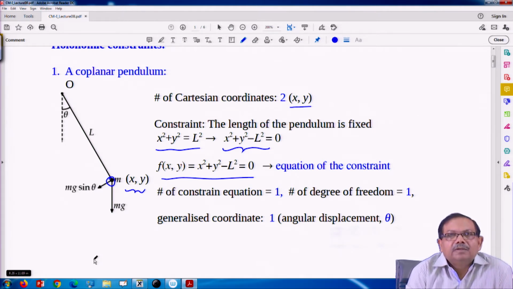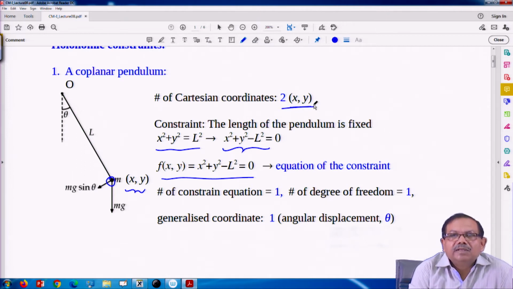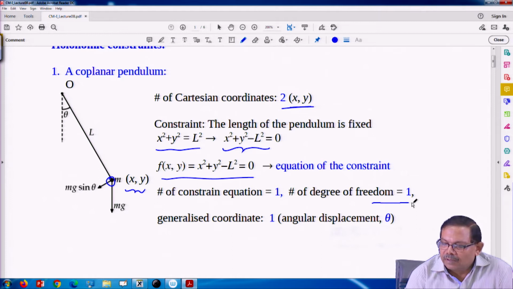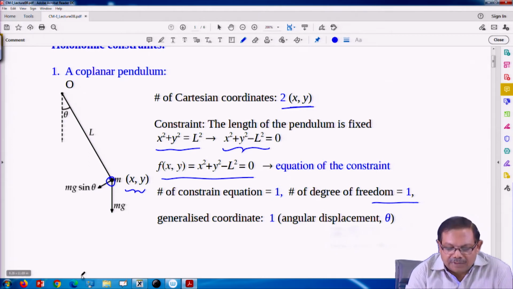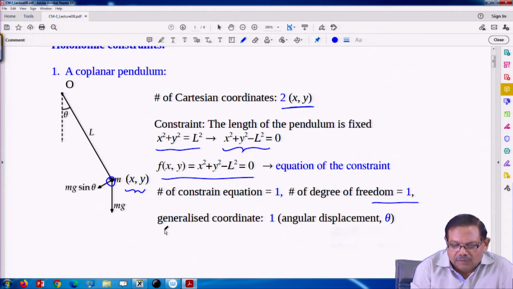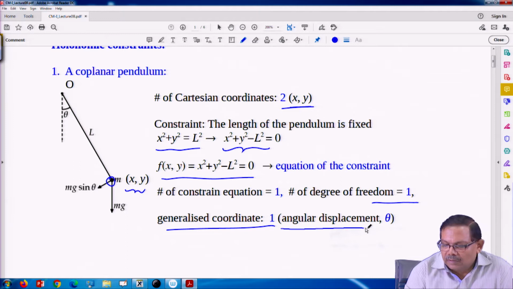So, the number of degrees of freedom is the number of all possible coordinates minus the number of constraints. The number of constraints is deducted. So, 2 minus 1. So, the number of degrees of freedom is 1. If by inspection I choose, it is the angular displacement. So, the generalized coordinate is 1, and it is the angular displacement.